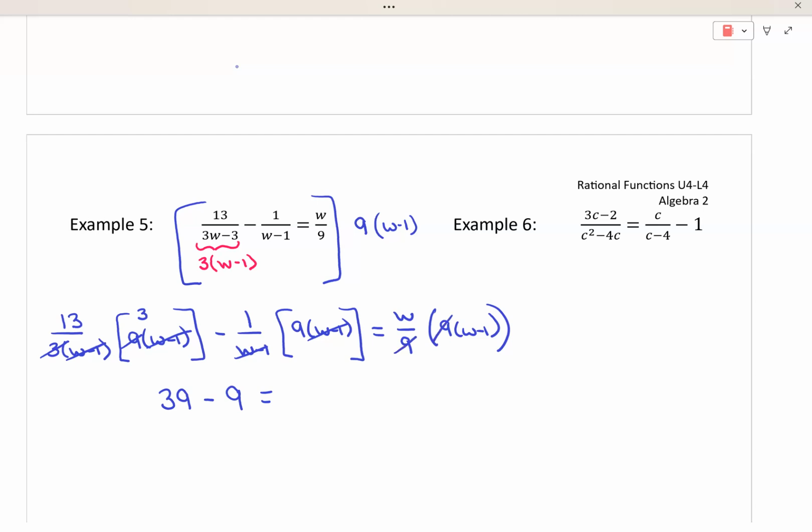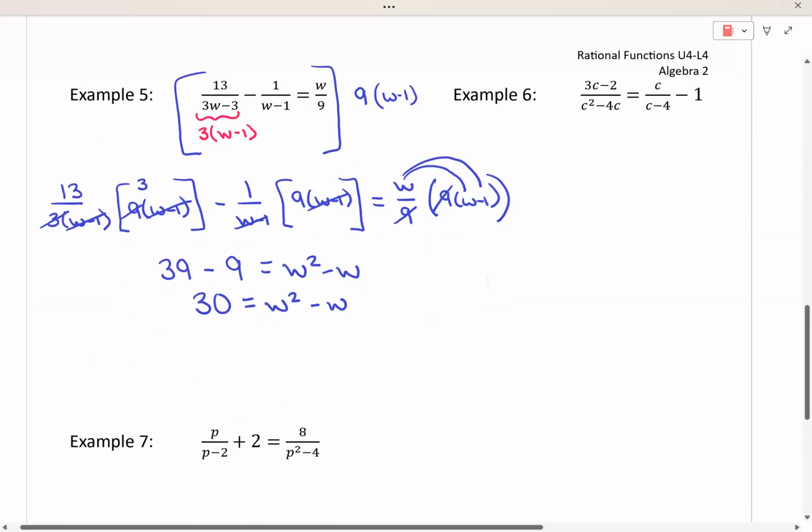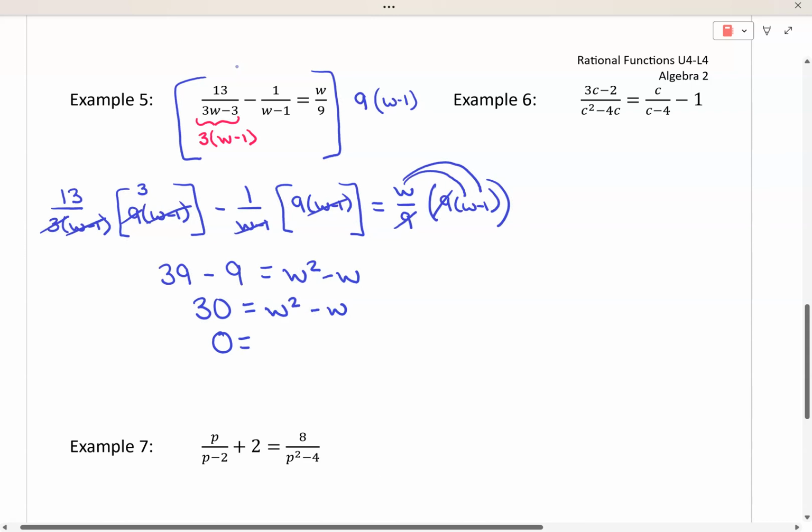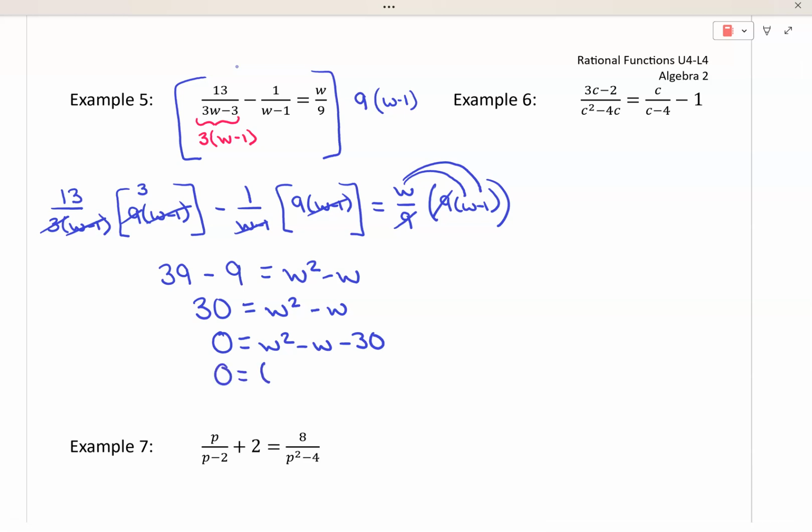So it looks like we're going to have to distribute this. w times w is w squared. w times the negative 1 is a negative w. So this will equal a 30. And we got a w squared situation going on, so we're going to subtract 30 to the other side, because we have to make sure our w squared stays positive. So what times what gives you 30 and adds to give you negative 1?